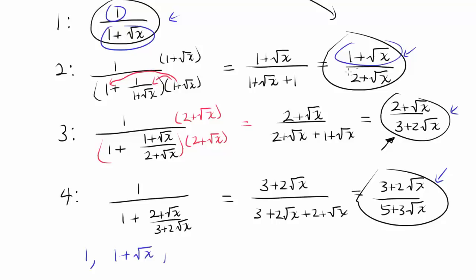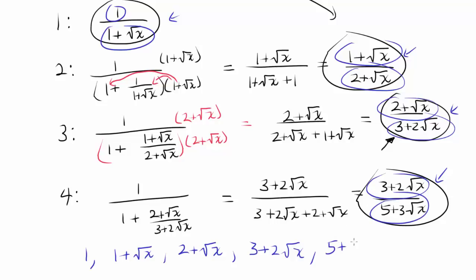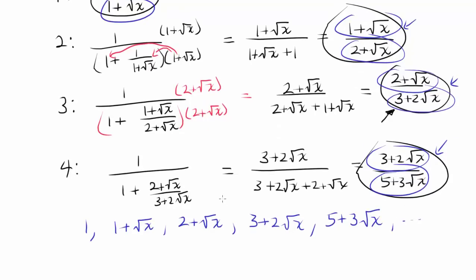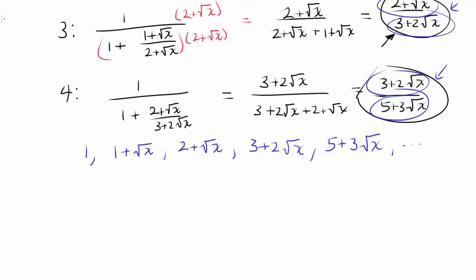Then you have 1 plus square root of x divided by 2 plus square root of x. Then you have 2 plus square root of x divided by 3 plus 2 times square root of x. Then you have 3 plus 2 times square root of x divided by 5 plus 3 times square root of x. And this is going to continue. What is this sequence? It is Fibonacci. You have a Fibonacci sequence hidden inside this integral.